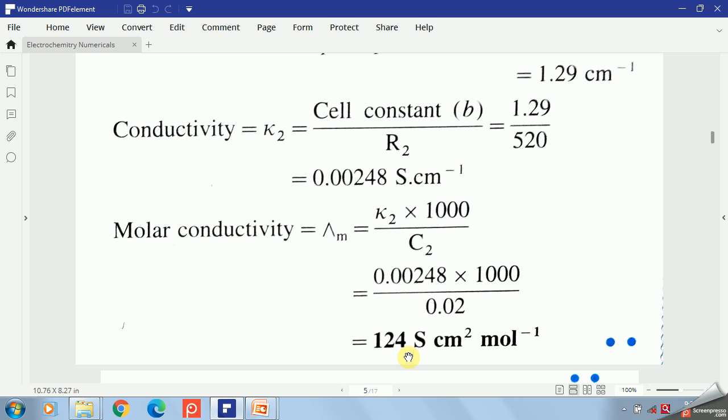1000 centimeter cube per dm cube. Okay, and this is 0.02 mole per dm cube. So dm cube gets cancelled. Your answer is 124 Siemens centimeter square per mole. Okay, so remember this, your molarity is in moles per dm cube or mole per liter, but here you have to use centimeter unit, that's why you have to multiply by 1000.